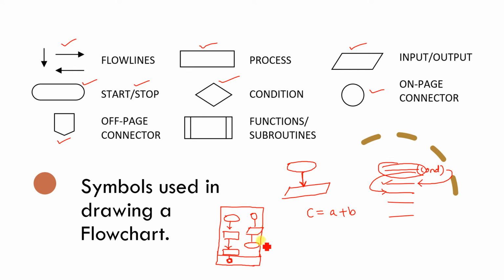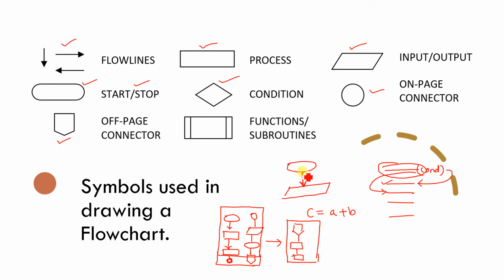If the entire page gets finished and there is no space available on your paper, then you will use another paper. For that reason, you can connect the off-page connector here, and from the off-page connector you start on the new page, and the flowchart drawing will continue.